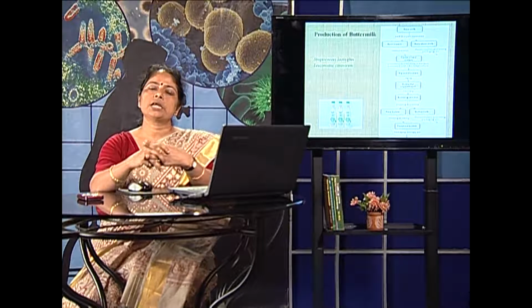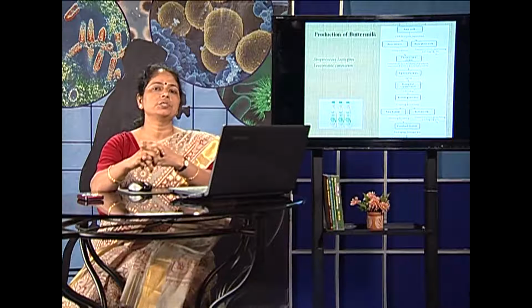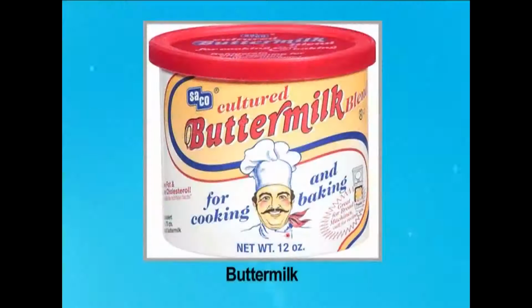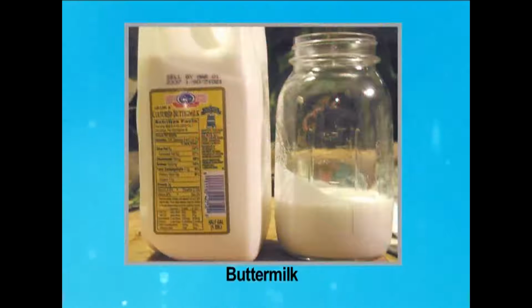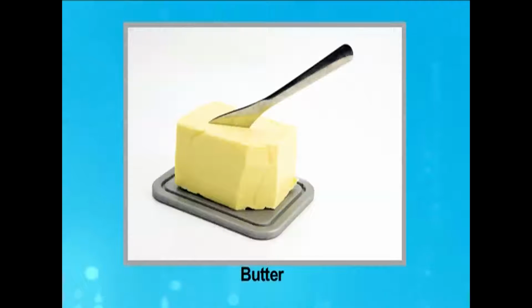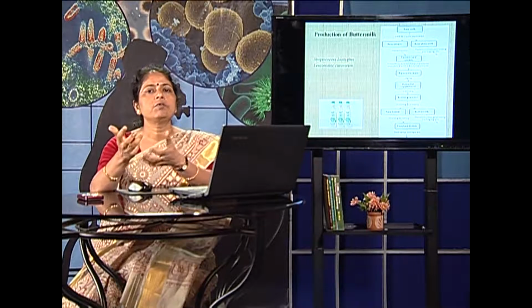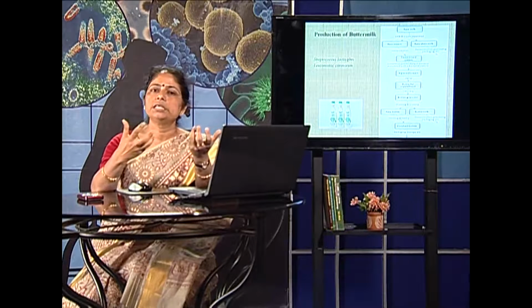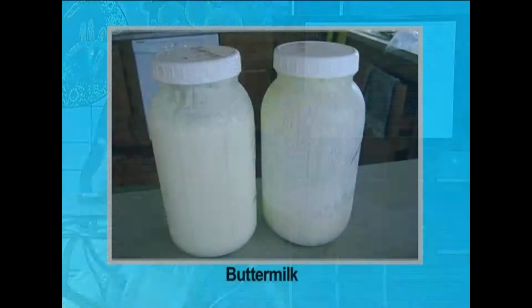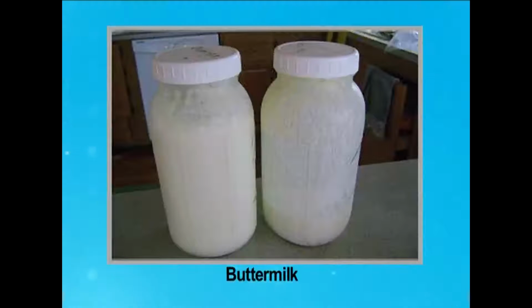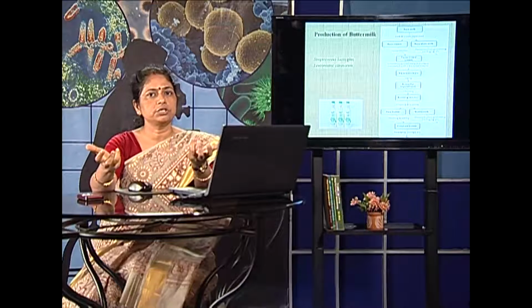Another important product which the industry goes in for is the production of buttermilk. Now initially this buttermilk was taken as a byproduct during the formation of butter. Because what happens is, during the formation of butter, you have the churning of the cream. When the cream is being extracted out, the liquid portion that remains is known as buttermilk, to which the flavoring agent could be added and it could be consumed.